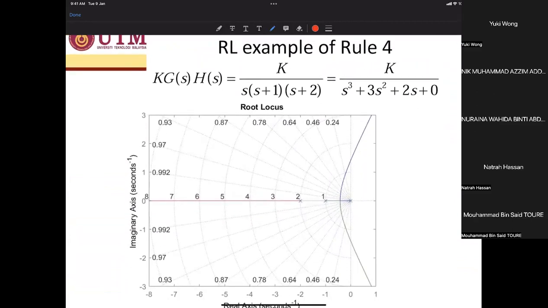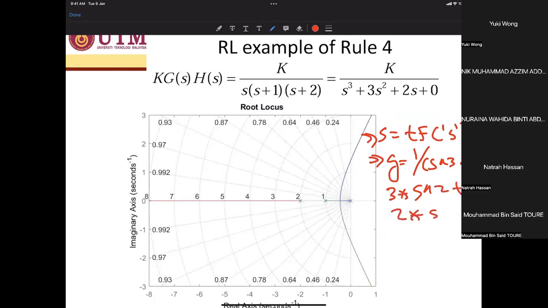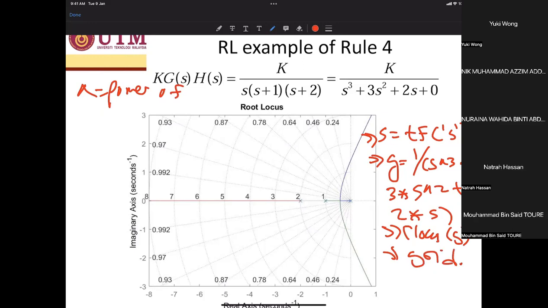And then for rule number 4 here, when we plot it using MATLAB, do you still remember how to plot it? S bracket G, 1 over S cubic plus 3 multiply S square plus 2 multiply by S. This one meaning power of, the cap symbol or hat symbol in programming. And then rlocus G, and then put the grid. So you get this one: -2, -1, and origin.